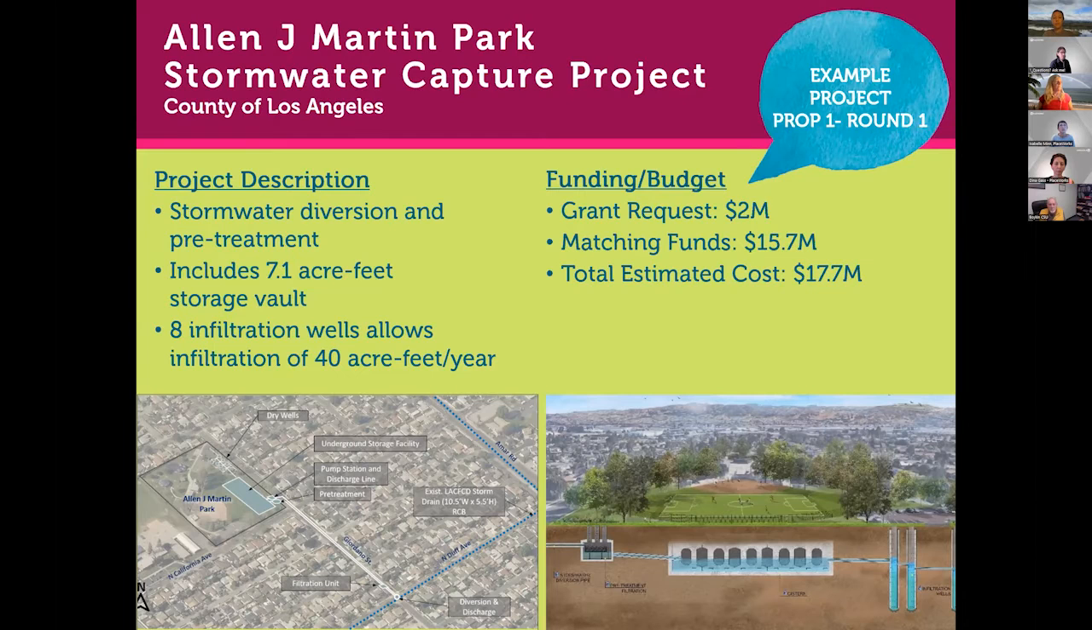So this project by the County of Los Angeles has $2 million in grant funding, and that was a Prop 1 Round 1 project as well from our neighboring IRWM region, the Greater LA, the GLAC region. And then, significant matching funds with a total estimated cost of $17.7 million. We may be seeing smaller scale, but similar types of projects happening in Ventura County as we move ahead with implementing the Stormwater Resources Plan.